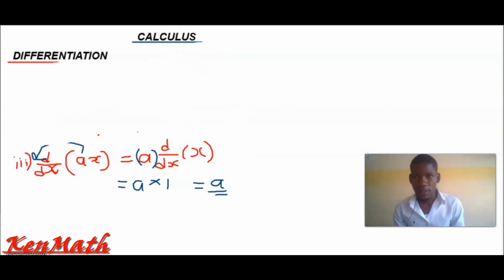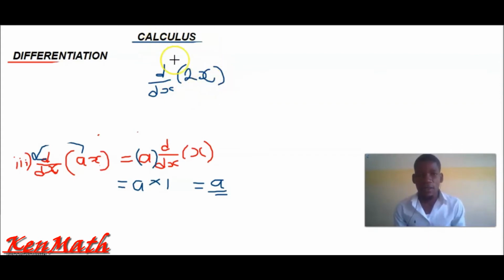Look at the example. For example, we're finding the d over dx of 2x. The first thing you're supposed to do is take this 2 in front of the dx.